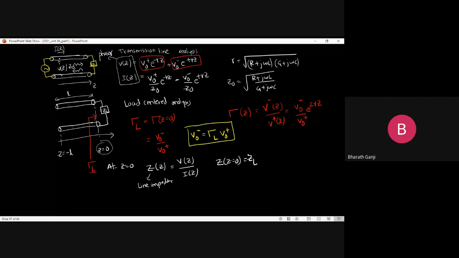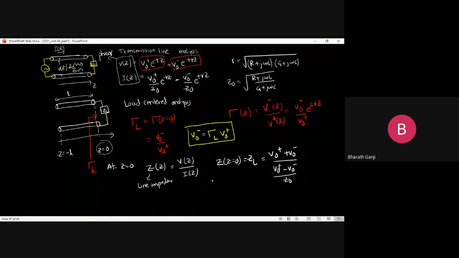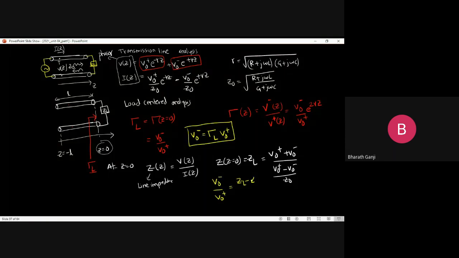So when we equated it, if I put z equal to 0 in the total voltage, you get V naught plus plus V naught minus divided by V naught plus minus V naught minus divided by Z naught. So from here, we got this expression that V naught minus by V naught plus is equal to ZL minus Z naught divided by ZL plus Z naught, which is nothing but your reflection coefficient at L. So this is another important formula which you need to remember when you're solving transmission line problems.